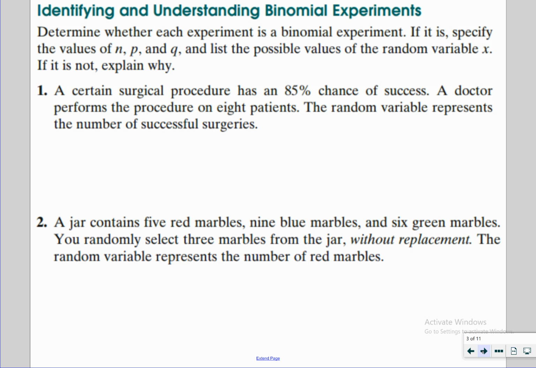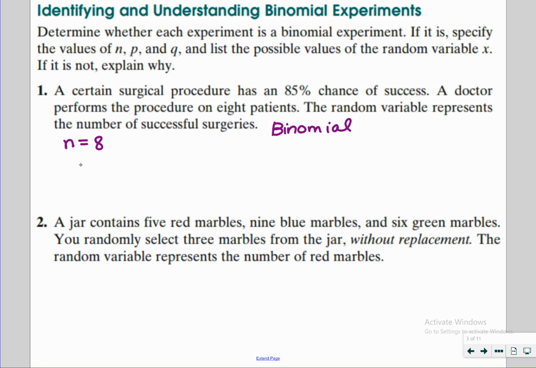Okay, so we first want to make sure it meets the conditions of a binomial experiment. Do we have two outcomes, success or failure? Yes. Are the outcomes or the trials or the surgeries independent of one another? Yes. Okay, so those are the big things that we look for. So this is a binomial experiment. And then we should be able to then name all of these variables. So n is the number of trials that are being completed. So number of surgeries that are being completed. In this example, it is 8.